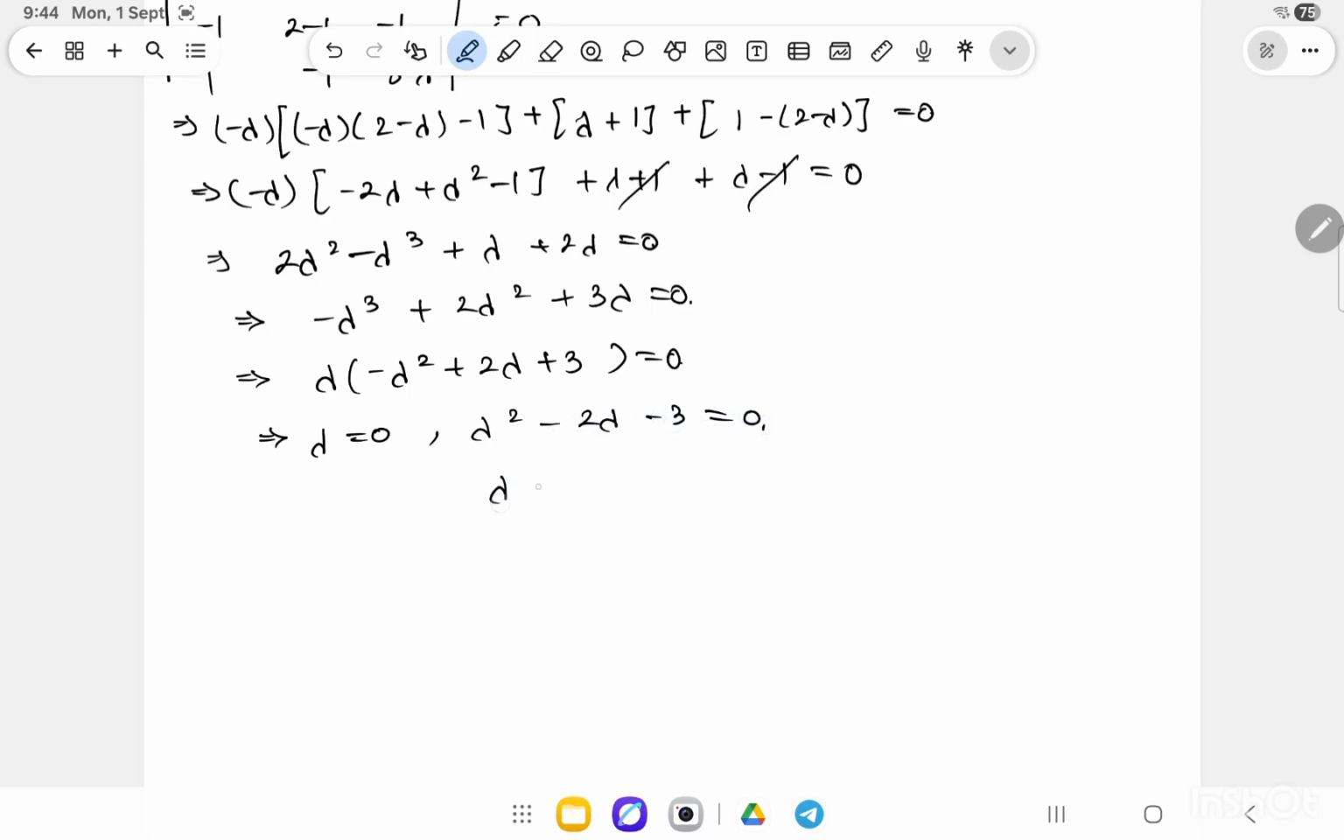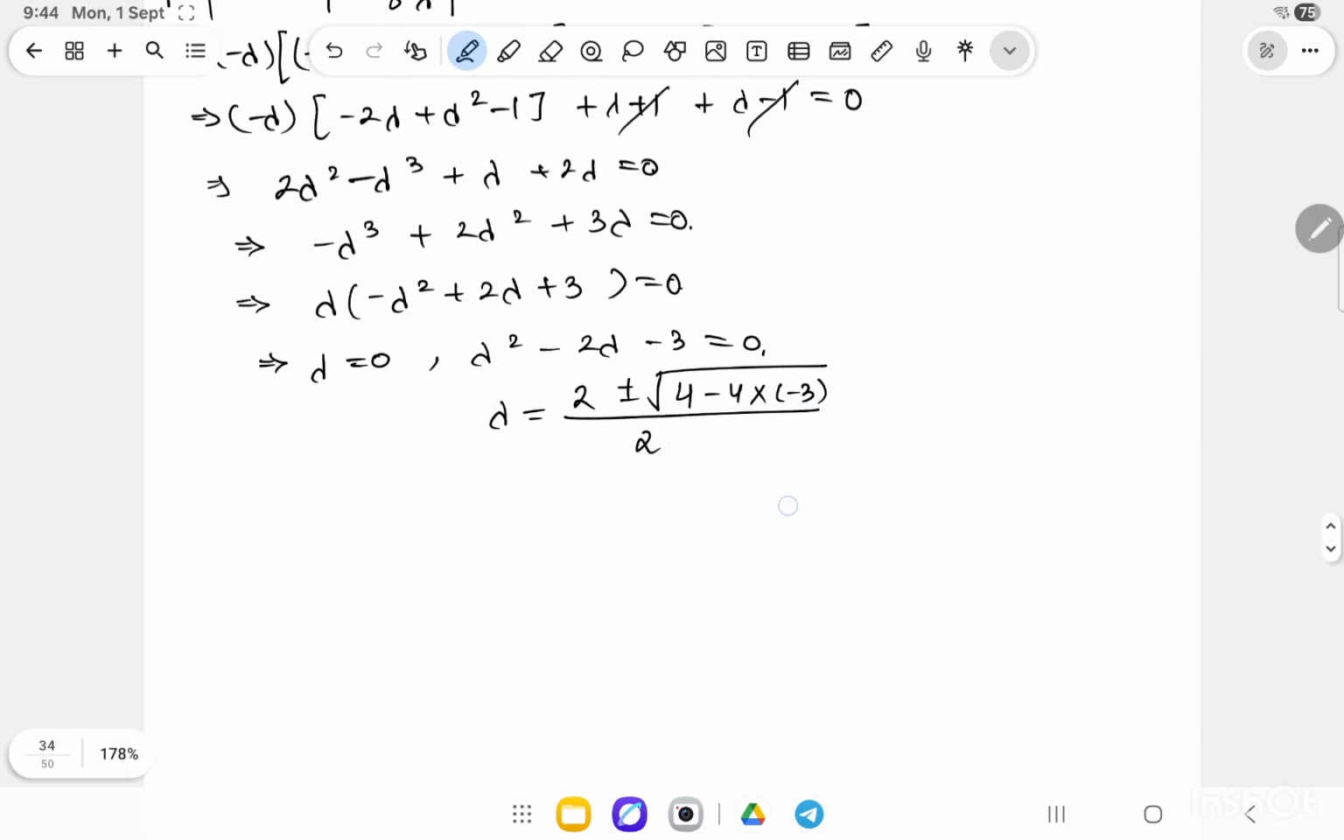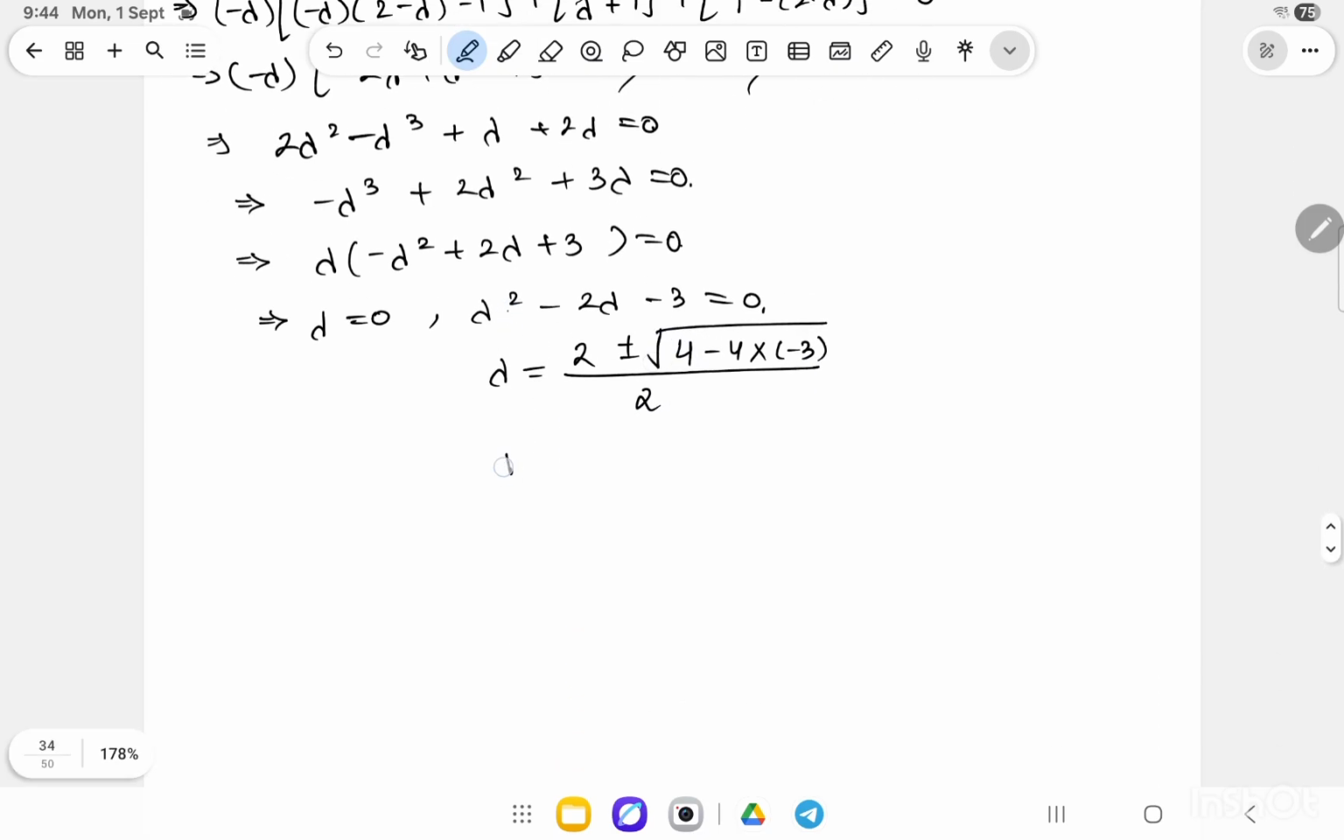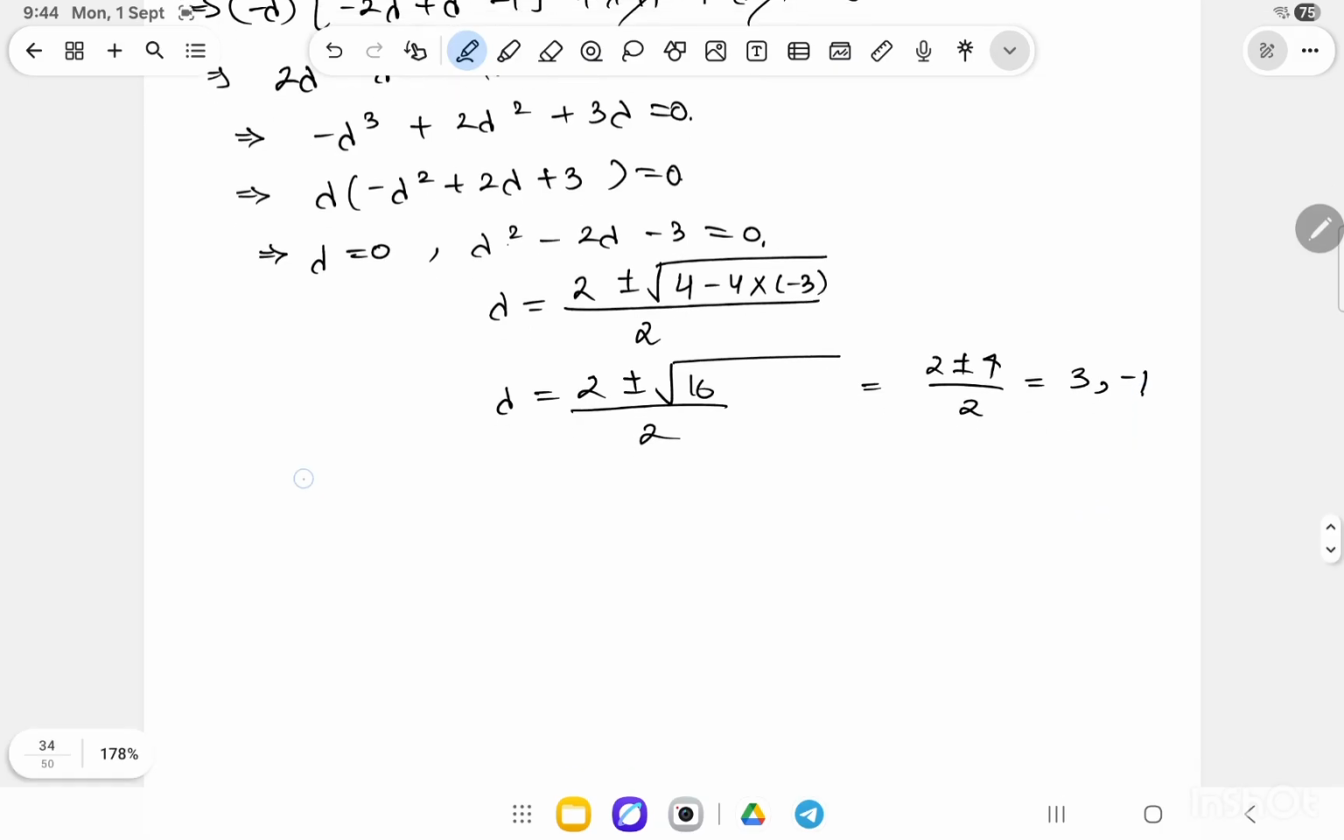And if I solve it, I'll be getting lambda is 2 plus minus under root b square, that is 4, minus 4 into minus 3, by 2, which basically gives me lambda as 2 plus minus under root 4 plus 12, 16, by 2. So it is 2 plus minus 4 by 2, which is basically 6 by 2, that is 3, and minus 2 by 2, that is minus 1. So my roots of the discriminating cubic are 0, 3, minus 1.